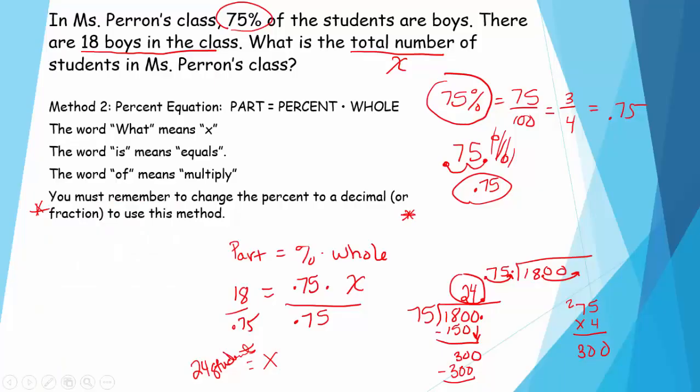And this, oops, sorry about that. Let me go back. In this one, you may have chosen to use the fraction. Then it would have been 18 equals 3/4 times x. You would have divided both sides by 3/4. If you had 18 divided by 3/4, that's 18 times 4/3.